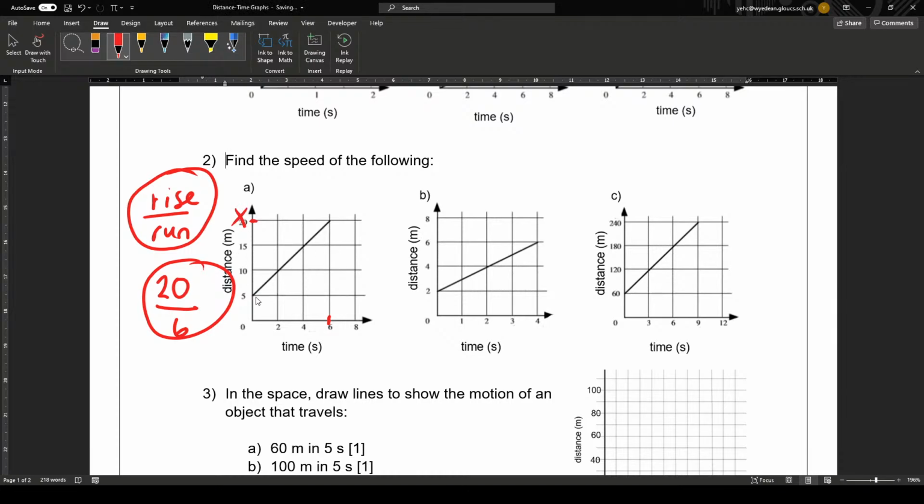I need to be looking at how much it went up by, because that's what the rise means, not just whatever number there is on the x or y axis. I'm looking for the rise. So in this case, it went up from 5 to 20. So the rise was 15 divided by how much it went across by, from 0 to 6. So the run is 6.